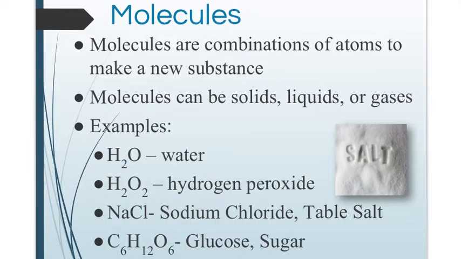Let's take a little bit deeper look at molecules now. Molecules are combinations of atoms to make a new substance. Molecules can be solids, liquids, or gases. Examples can be water, hydrogen peroxide, sodium chloride, glucose, or sugar. So water, H2O, hydrogen peroxide, H2O2, sodium chloride, table salt, is NaCl, and C6H12O6 is glucose or sugar. So each of these letters represents an atom, and as we combine those atoms, we can make new substances.